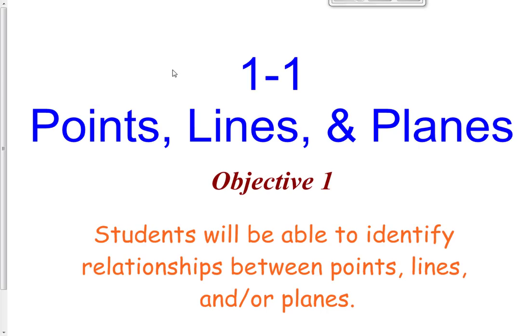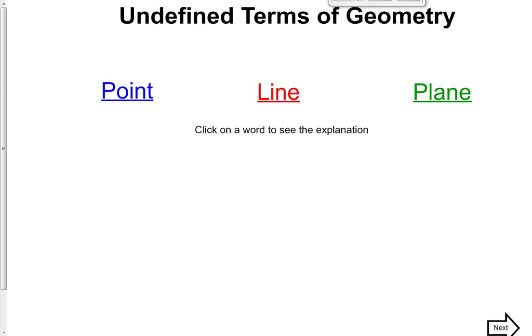Hello class and welcome to our first lesson on chapter 1 on points, lines, and planes. Those are the three undefined terms of geometry: point, line, and plane. These three terms really make up every geometric shape that we talk about this trimester. So point, line, and plane are three very important terms that we need to understand.